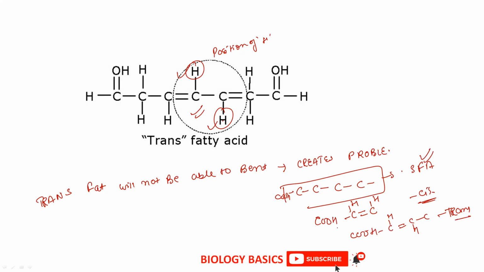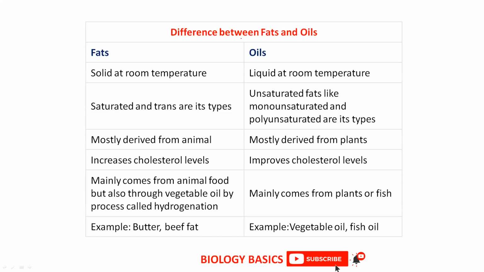because your body does not have any specific enzyme for this. So that's why it gets accumulated inside the body, and it forms various kinds of heart related disorders, or it impacts your blood, as it gets accumulated in the blood vessels and hampers your blood flow. Okay, so let's talk about the difference between fat and oil.